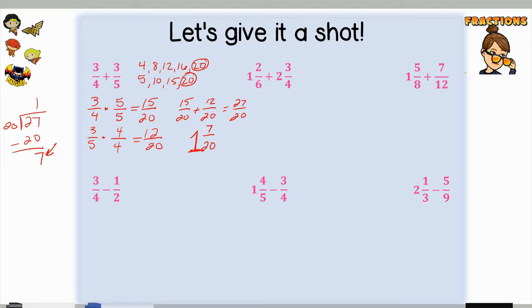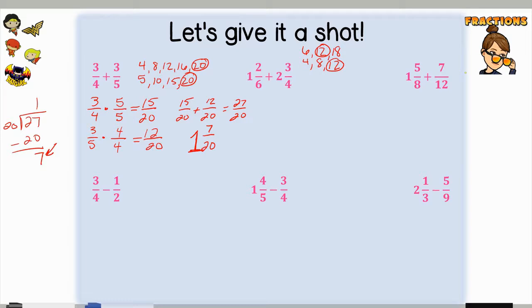So let's go ahead and try the next one. I have 6 and 4. So 6 and 4, 6 and 4. 6, 12, 18. 4, 8, 12. So 12 is my least common denominator. That's nice. It makes it smaller than 24 if I had just multiplied them by each other.